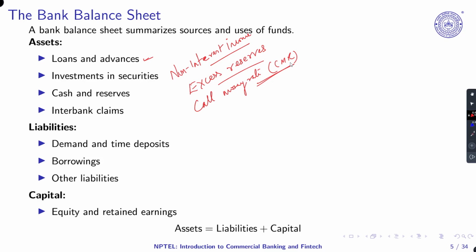And in capital, if it is listed, they will have the equity and market capitalization. And retained earnings: if they have not gone for dividend declaration, then they can use that amount as retained earnings, and use that for making investments or introducing new products. So asset is nothing but liabilities plus capital, and your capital is nothing but asset minus liability. So this is what we get here.